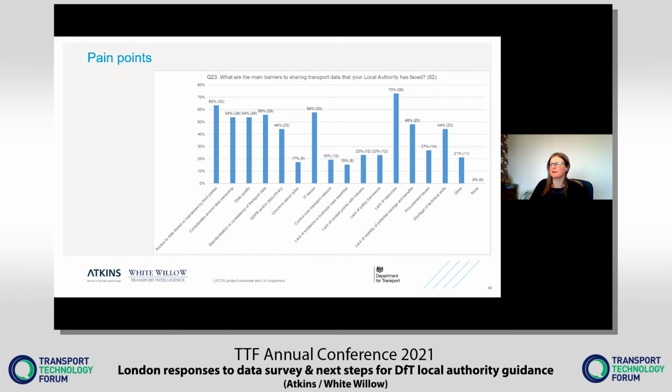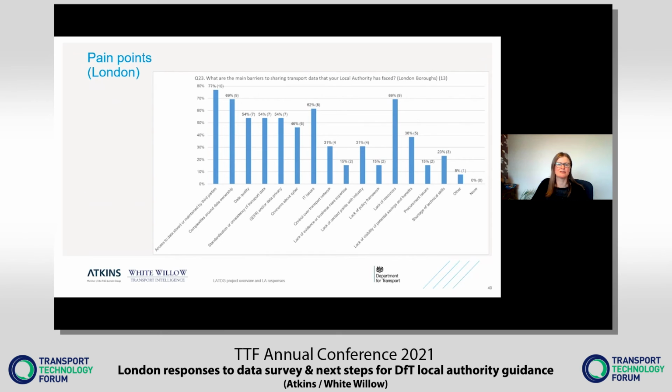So this is the pain points, and again, this was across all the local authorities, and a lot of this was ones that we identified and asked people whether it was an issue for them, and you can see that there's generally quite high volumes of people agreeing with various pain points that we'd identified. So that's good because it gives us confidence that we have identified sort of the right challenges that the guidance needs to address. And then the next slide just shows the results specifically for the London boroughs.